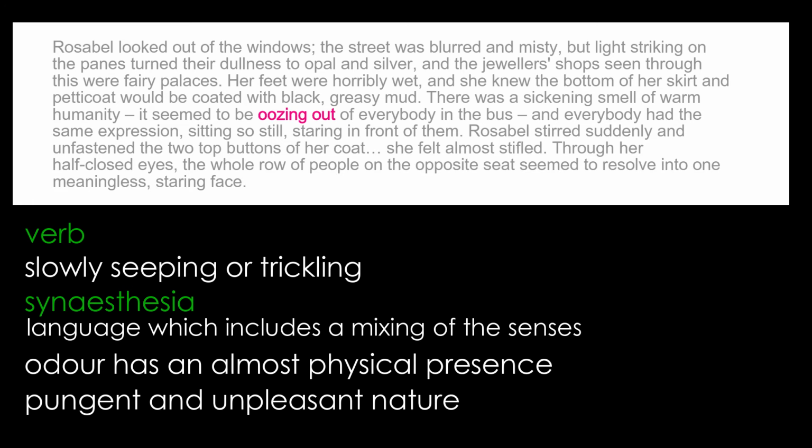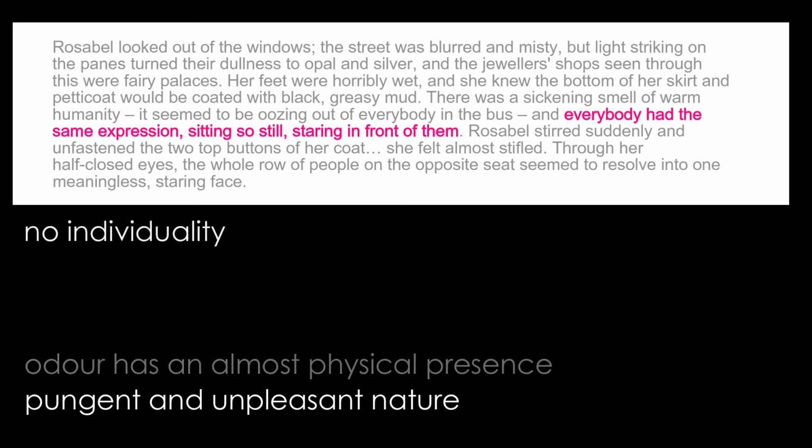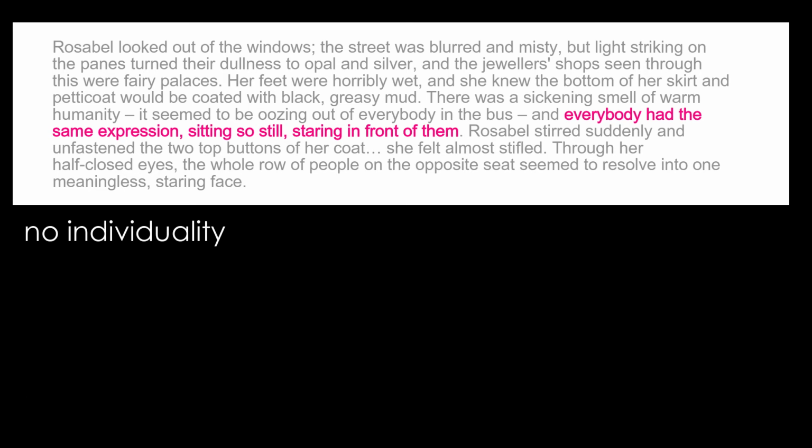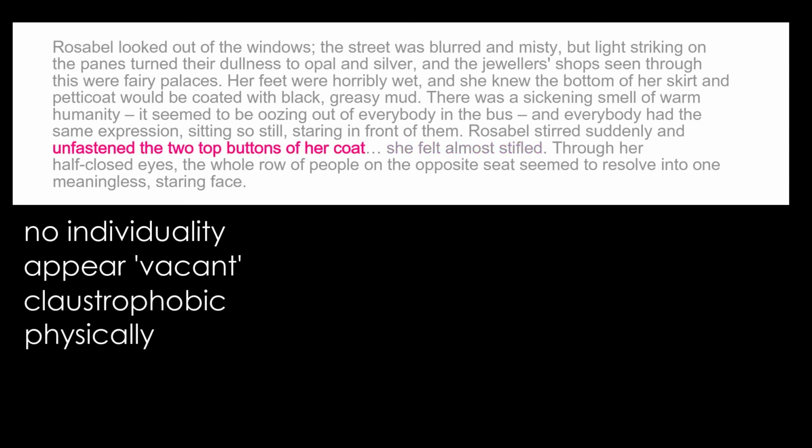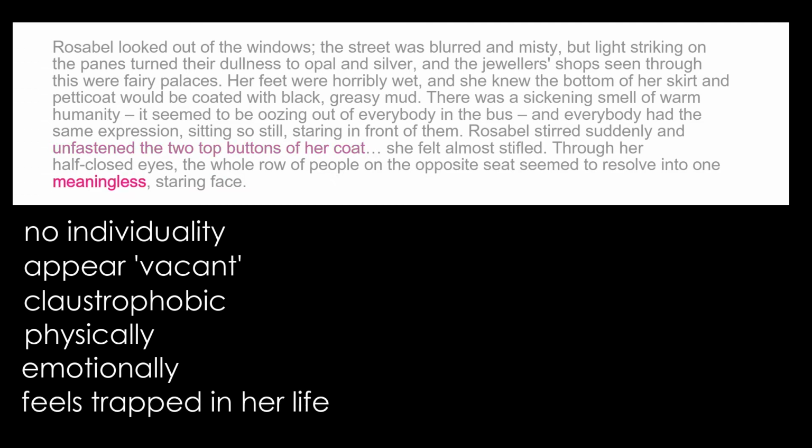Looking around the bus, Rosabel observes that "everybody had the same expression, sitting so still, staring in front of them." There is no individuality to the people on the bus. They are all so worn down and exhausted by life that they appear vacant. The smell, as well as this realisation, makes Rosabel feel almost stifled or claustrophobic, both physically, evidenced by the way she "unfastened the two top buttons of her coat", and emotionally, as she experiences a feeling of being trapped in her life where everything appears meaningless.